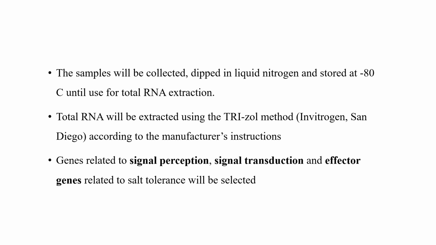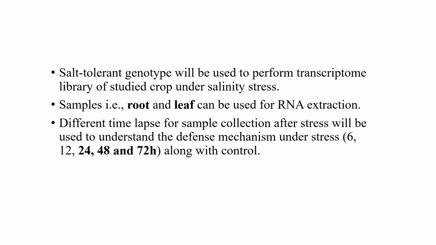After the total RNA extraction, we will check some quality parameters for the machine, I mean the high-throughput sequencing, next generation sequencing. At this stage, we can determine the genes related to signal perception, signal transduction, and effectors related to salt tolerance from the transcriptome library. For the sampling, we can use both the root level as well as the shoot, at the leaf level.